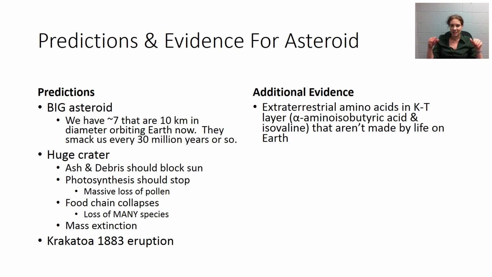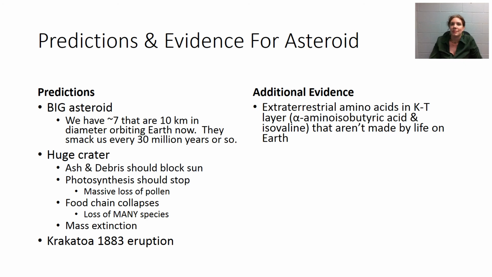We find some really bizarre amino acids, and these aren't like the ones that you see in the codon table that we looked at earlier. These are things like isovaline and alpha amino isobutyric acid. Living things on Earth don't make these. We do find them in asteroids, though. So that's actually another pretty good piece of evidence. We do find these in the KT layer along with all that extra iridium.